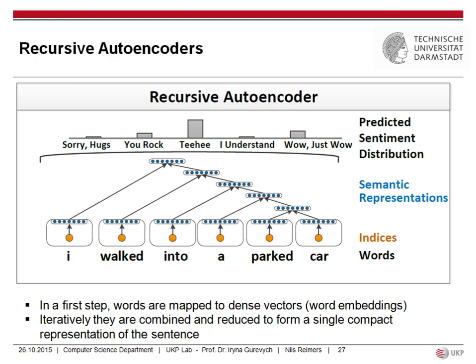So the idea of a recursive autoencoder is that you apply the autoencoder in a recursive step. Here we have a sentence, I walked into a parked car, and we have our word embeddings, where we can map every word to some dense vector. In his 2011 paper, he took two words and combined these word embeddings into a single word embedding. Let's say we have 100-dimensional word embeddings, and every word is mapped to a 100-dimensional vector. Then you take 200 dimensions as input and map it to one single 100-dimensional vector. How could you do that? Any ideas how you could map two vectors of 100 dimensions to one vector of 100 dimensions?